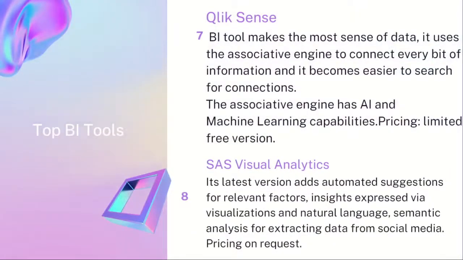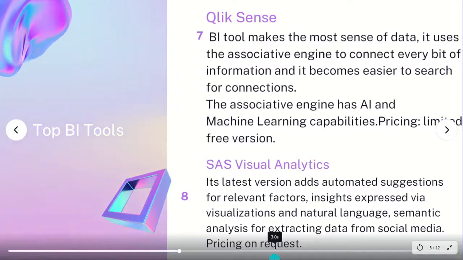Now coming to the seventh one, that is Qlik Sense. Okay, now this BI tool makes the most sense. And how does this make more sense of data? What sets it apart from other BI tools is that it has an associative engine, and they are trying to bring every bit of information together with this engine so that it becomes easier for you to search for connections. They have AI and machine learning capabilities which make it more powerful than before. And the pricing is again based on your demand, and it has a limited free version.